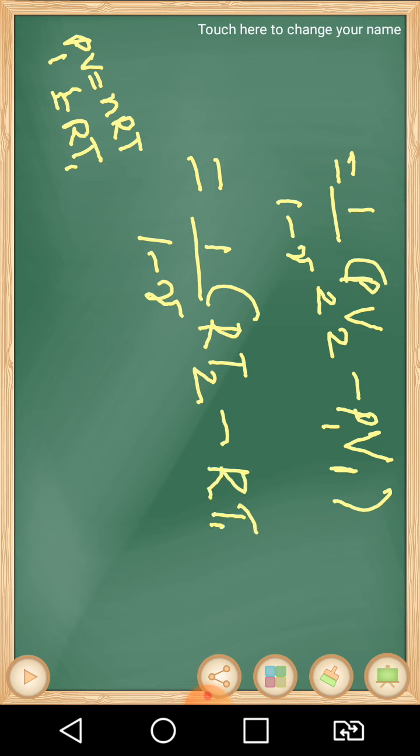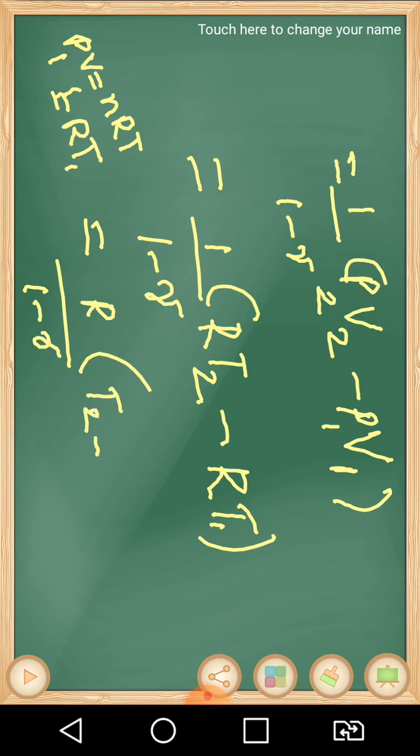Here RT2 minus RT1. R is a constant. So R by 1 minus gamma into T2 minus T1. So either in terms of T or in terms of PV, this is the work done in the case of an adiabatic process.